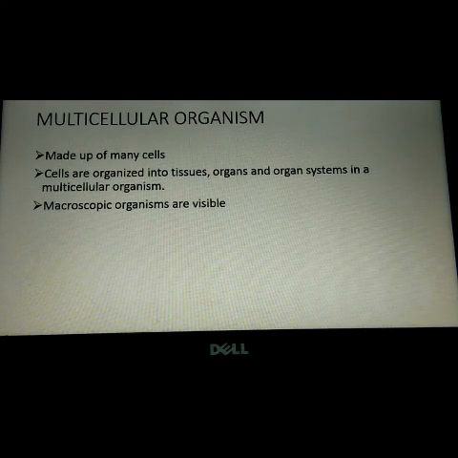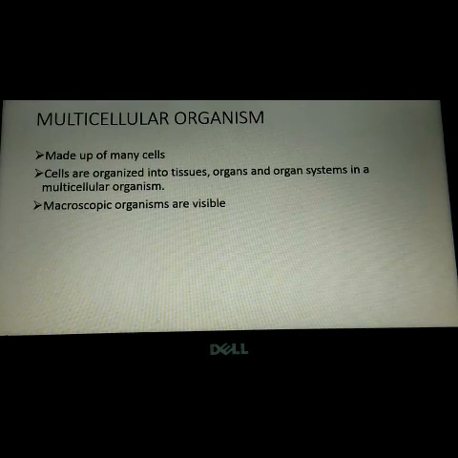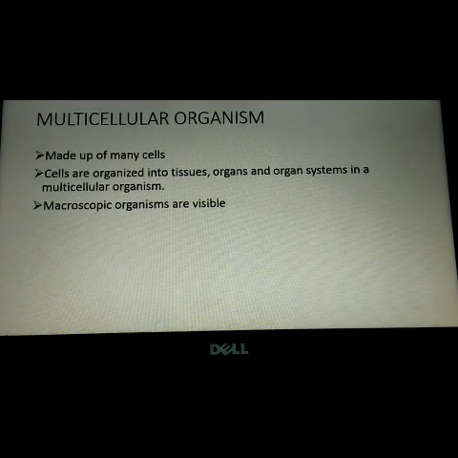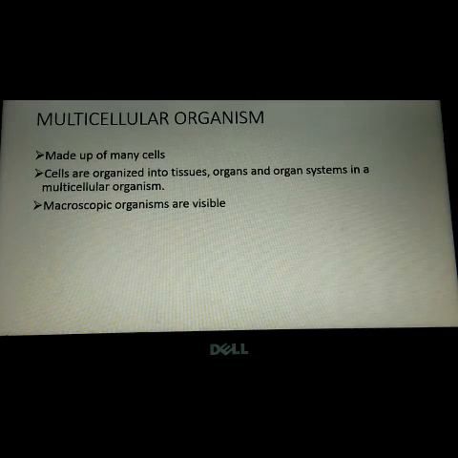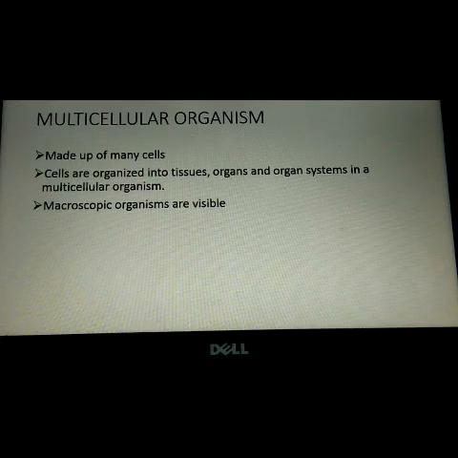Now let us see what is meant by multicellular organism. From the heading itself, it contains multi, or many cells. The term multicellular refers to many cells. So it is made up of many cells. The cells are organized into tissues, organs and organ systems in a multicellular organism. Macroscopic organisms are visible and consist of many cells. The body of macroscopic organisms involves various functions.